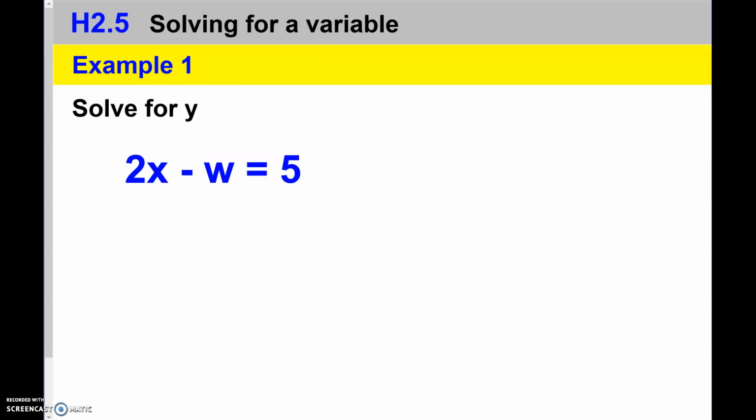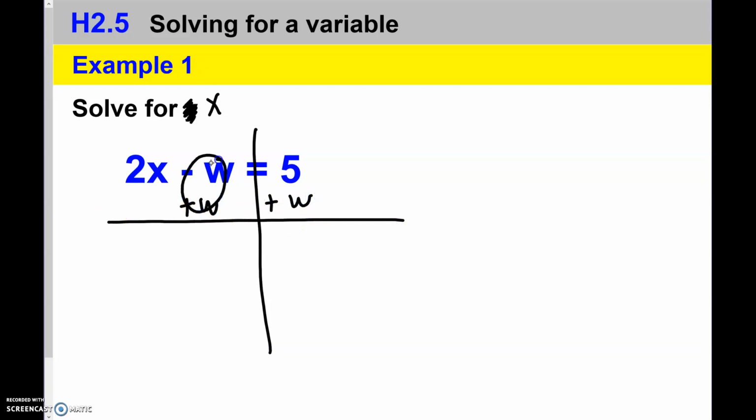All right, let's try one more of these of solving for a variable. I want you to solve for x. Get x all by itself. Okay, so to get x by itself, the first thing we need to do is move that w. And because that says minus w, we are going to do the opposite operation. So we are going to add w to both sides. So these are going to cancel out, and we're left with 2x. Now, 5 and w are not like terms, so we can write 5 plus w.